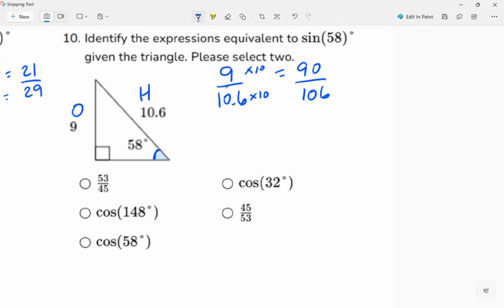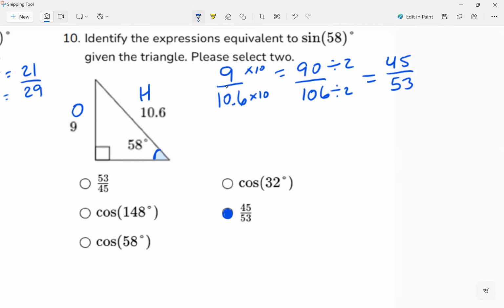I don't see 90 over 106. Maybe I need to simplify this. Let me divide each by 2. 90 divided by 2 is 45. 106 divided by 2 is 53. And yep, I see that. 45 over 53. That's one of my choices.